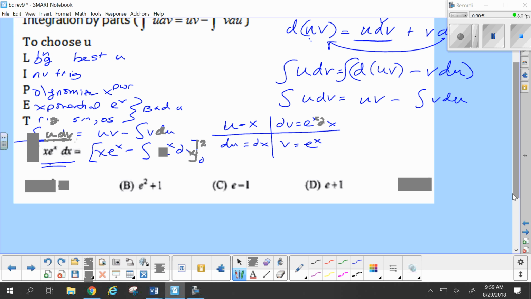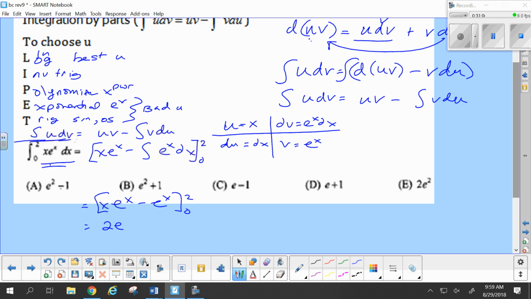Either way, we have to integrate x e to the x minus, what is the antiderivative of e to the x? e to the x, from 0 to 2. If you evaluate it at 2, I'm looking at 2 e to the second minus e to the second, minus the quantity 0 e to the 0 minus e to the 0.